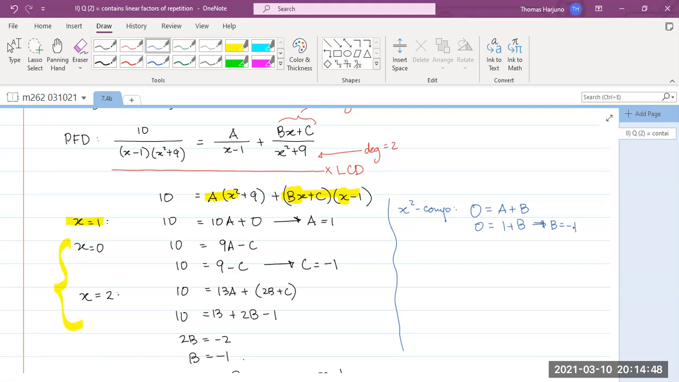Okay. On the other hand, if you look at the constant term, on the left-hand side, the constant is 10. On the right-hand side, the constant is 9a minus c. If you look at the constant, the only way you get a constant from the first term is a times 9. The only way you get a constant from the second term is c times negative 1. That's the only way. Now, we know a equals 1. So c is negative 1.